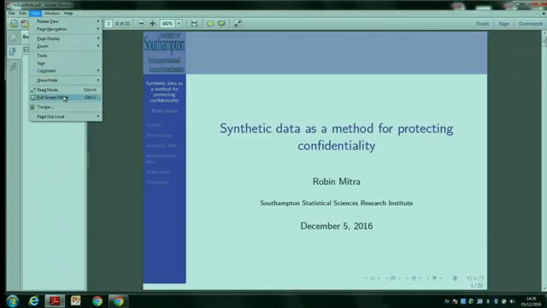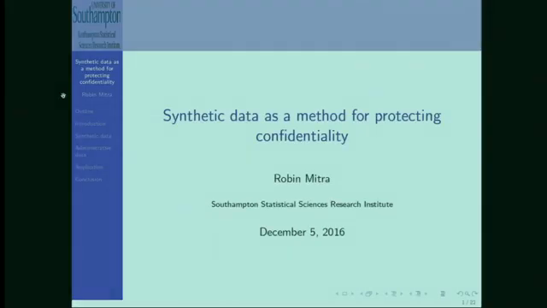Now we have a talk from Mitra from the University of Southampton, who's going to be talking to us about synthetic data. Thank you very much. So thank you, Mark, for inviting me to present here. And I'm going to be talking about, as Mark said, synthetic data as a method for protecting confidentiality.